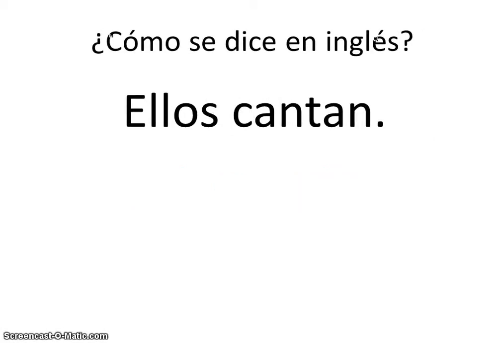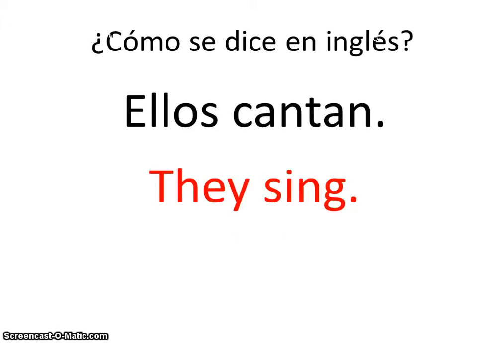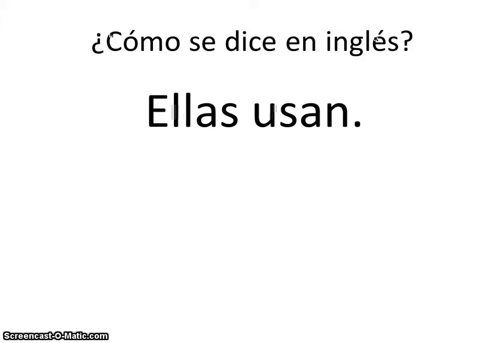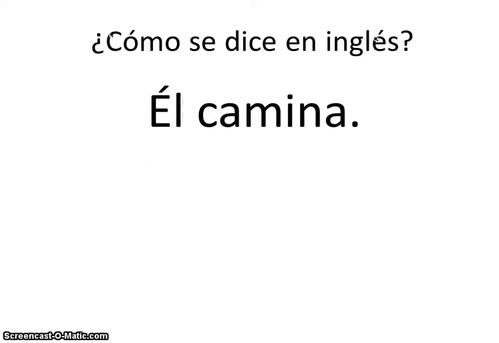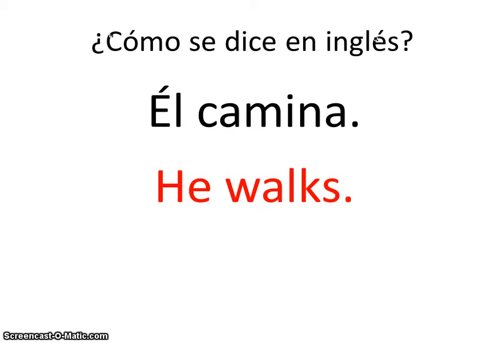¿Cómo se dice en inglés? Ellos cantan. Ellos means they. Cantan means sing. They sing. ¿Cómo se dice en inglés? Ellas usan. Ellas, they as in all girls, usan, use. They use. ¿Cómo se dice en inglés? Él camina. Él means he. Camina, walks. He walks.